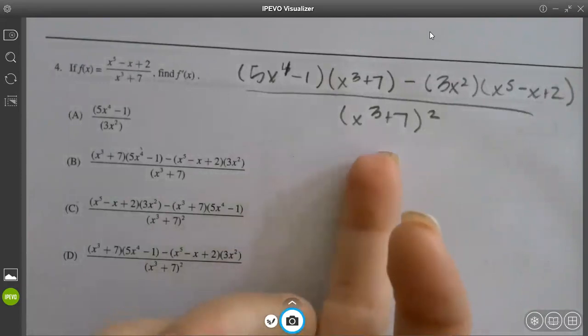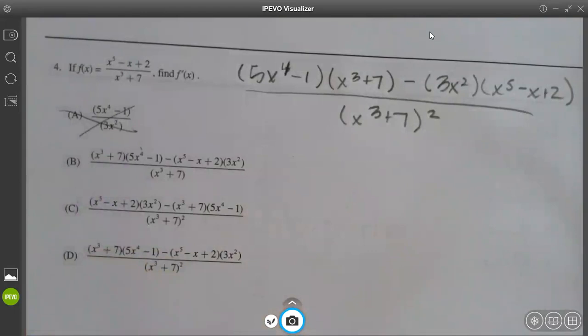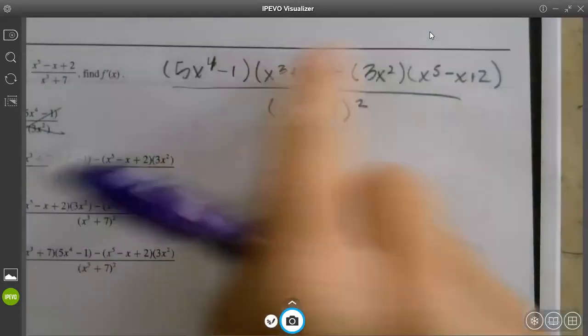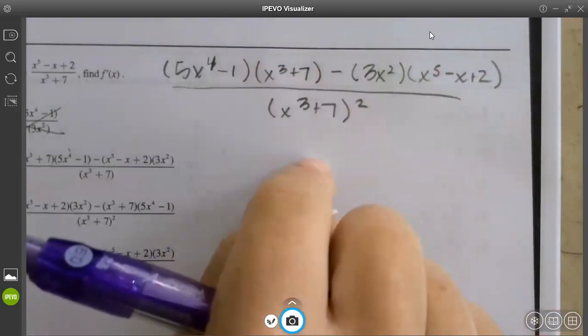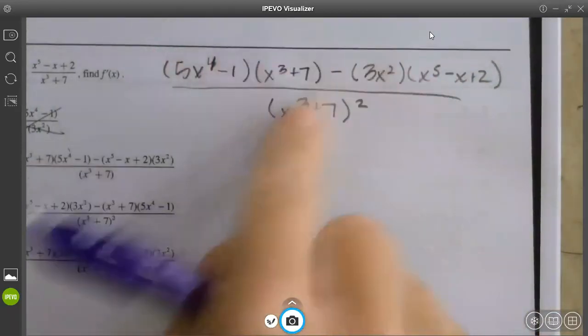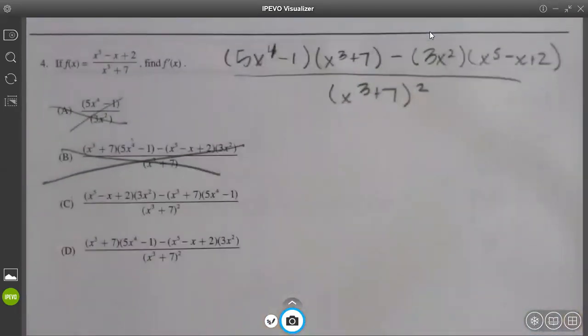I'm always going to look to make sure that the bottom is right. When you look at this bottom, we have just a singular x cubed plus 7, squared. How would we get a singular x cubed plus 7? If they all had an x cubed plus 7. Do they all have x cubed plus 7? No, so we know it's not this one either. And then we're just going to compare it.